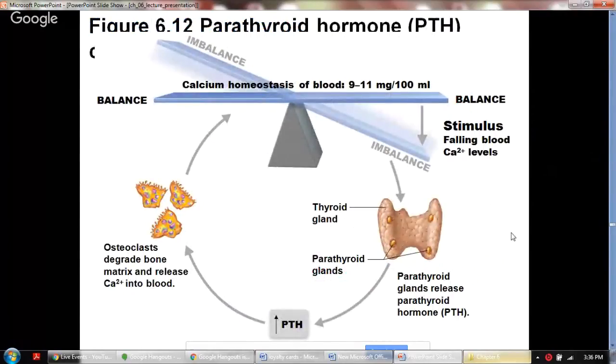So this figure shows what we have discussed with regard to the parathyroid hormone. When you have low calcium levels, it will stimulate the parathyroid glands. There are 4 glands behind the thyroid gland, and this leads to increased PTH, parathyroid hormone, and that stimulates osteoclasts, which will increase the calcium back to its normal levels.